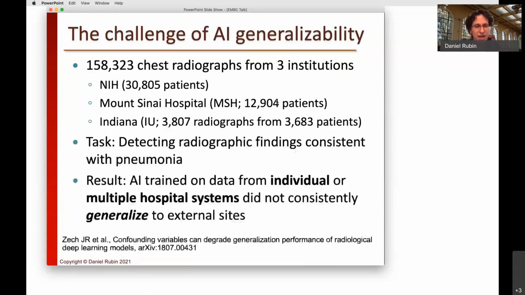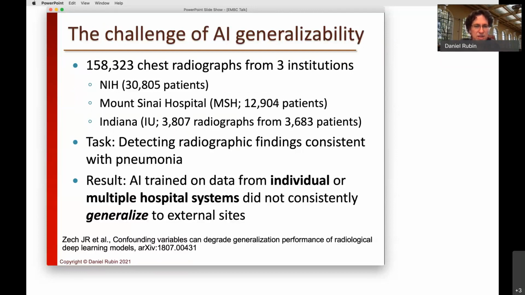Now I want to talk about AI generalizability as another challenge. No matter what model you build, someone will show a nice graph like I showed in my last slide. First question you should ask is, well, how well will that work in my setting? There was a very nice paper that came out a few years back, that I cite at the bottom of the slide, to look at the challenge of AI generalizability.